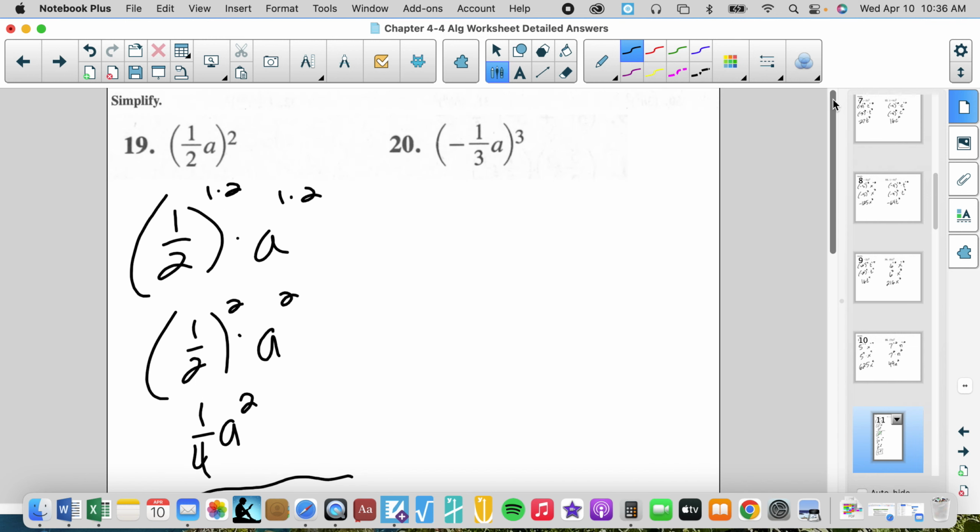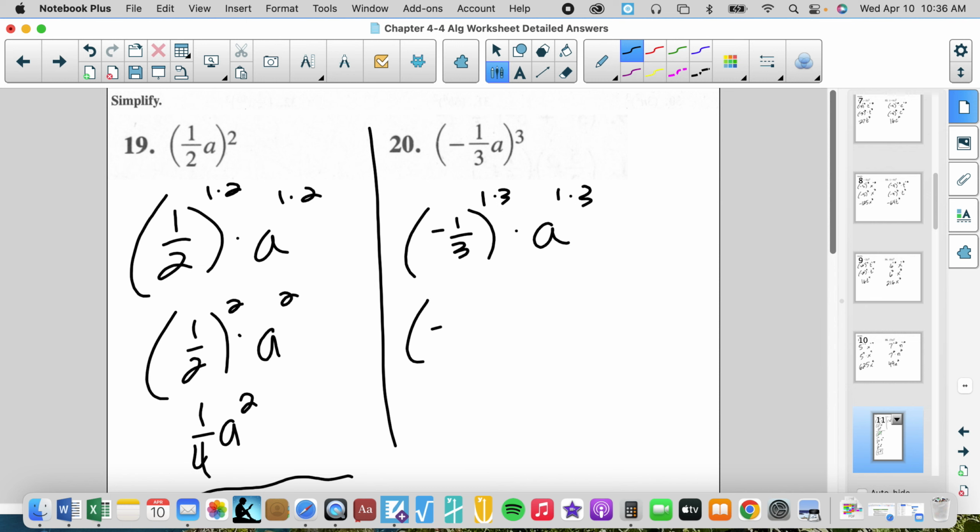And here we go. And now we have our negative. So technically we have negative 1/3 to the 1 times 3, a to the 1 times 3. That gives us negative 1/3 to the third, a to the third. And that's going to be negative 1/27th a to the third.